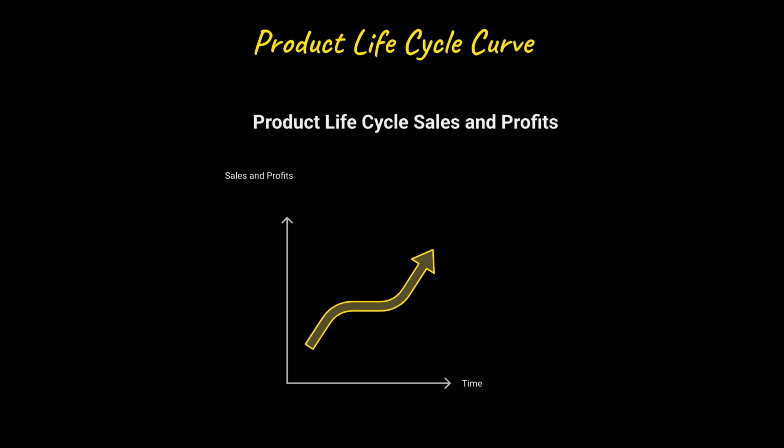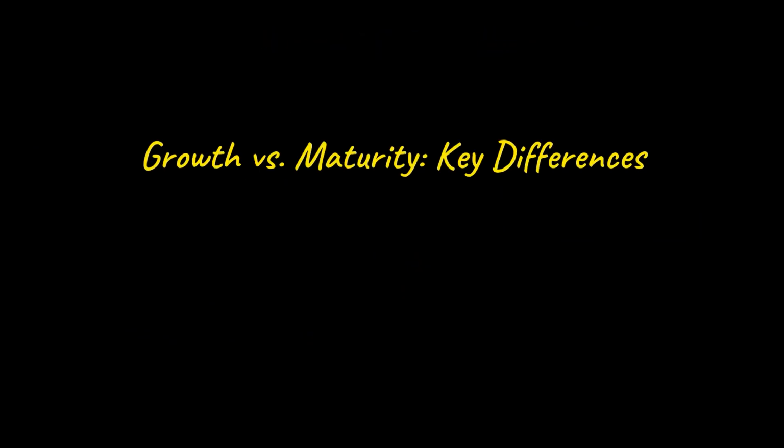Plotted over time, the sales curve rises slowly at introduction, climbs steeply through growth, levels off at maturity, and then falls during decline. The profit line follows a similar arc but lags slightly behind, starting negative before turning positive in the growth stage. The most tested distinction is growth versus maturity.